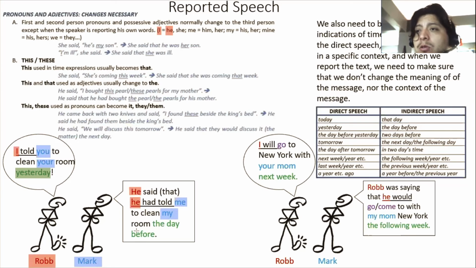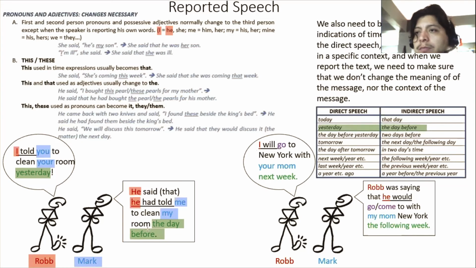Y después tenemos otra vez yesterday, es un marcador de tiempo. En lugar de yesterday decimos the day before. Eso lo tenemos por aquí. En lugar de yesterday, nosotros lo reportamos como el día anterior. ¿Más o menos? ¿Ok? Vamos checando otra vez.